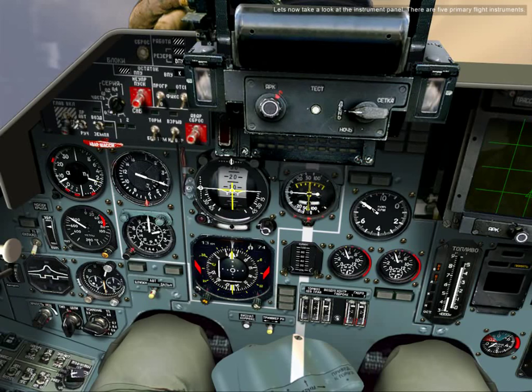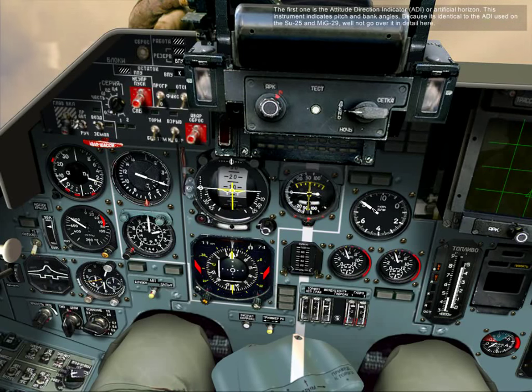Let's now take a look at the instrument panel. There are 5 primary flight instruments. The first one is the attitude direction indicator, ADI, or artificial horizon. This instrument indicates pitch and bank angles. Because it's identical to the ADI used on the Su-25 and MiG-29, we will not go over it in detail here.